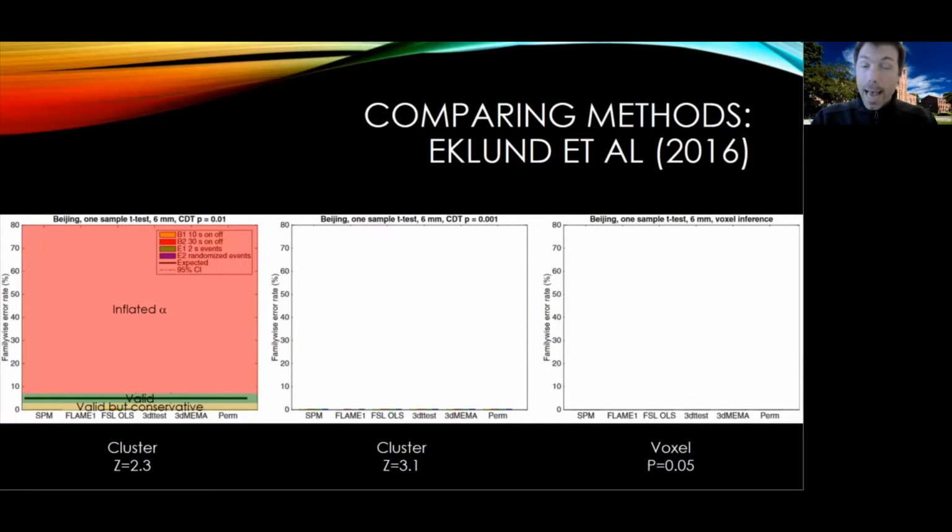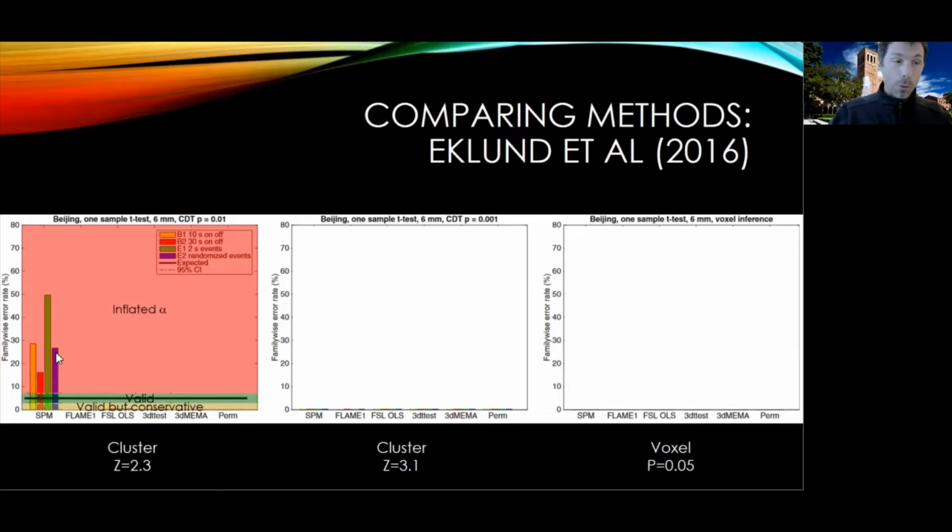If you were to use the SPM OLS approach, this is what you actually get. The different bars represent the different designs. This was the block with 10 seconds on and off. This was the block with 30 seconds on off. And these two are the event-related designs. This is the sort of slowish event-related design, and this is the jittered event-related design.